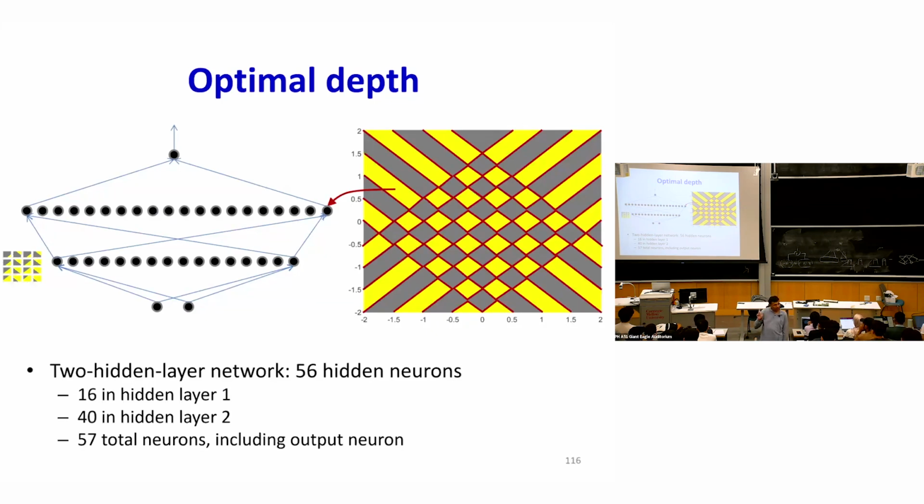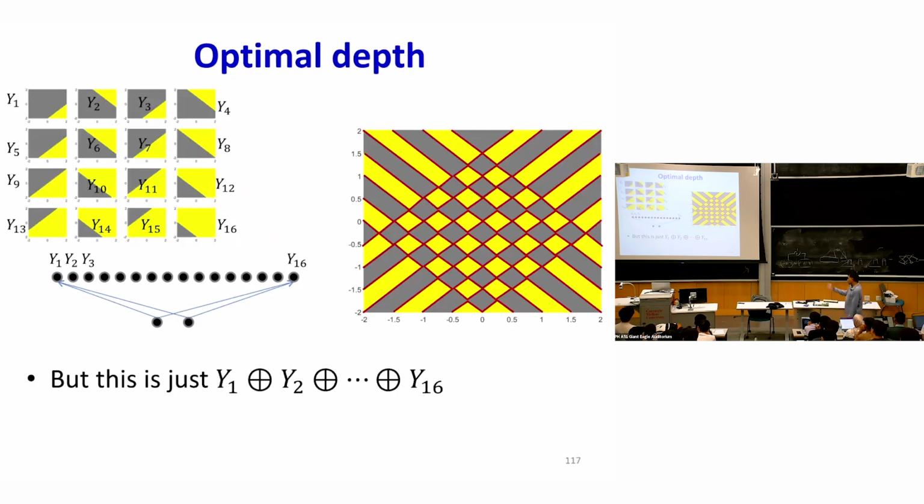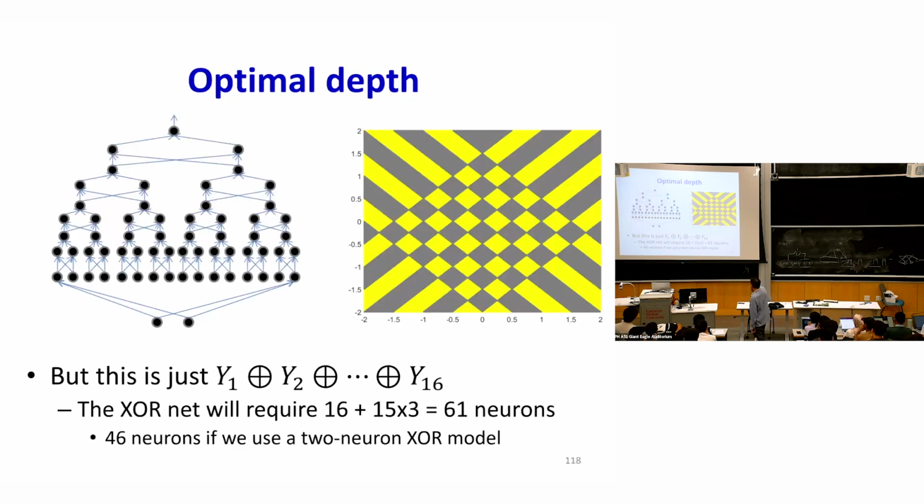But does anybody recognize this pattern? What is a checkerboard? XOR. It's an XOR, right? So this is just an XOR of the 16 lines, which means that I could have done this with 61 neurons if I use 3 neurons per XOR, or 46 neurons if I do this with 2 neurons per XOR, meaning I get a reduction.